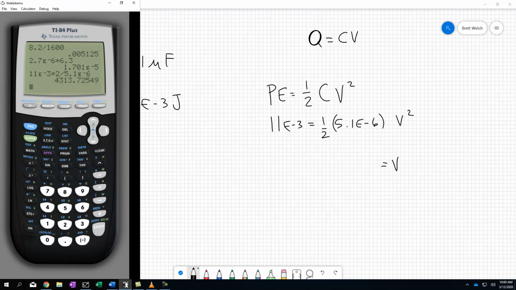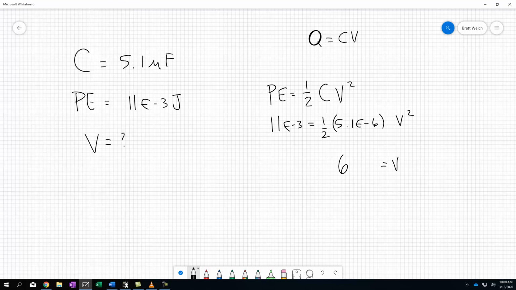Gives us 4,313. That is not the correct voltage because it's still a V squared, so we have to square root that. And when we do, we end up with 65.7, so we'll go to 66 volts. Is what we'd have to hook that up to. That is a lot of voltage, depending on what energy source you're working with. You know, we have 120 in the wall, but typically when we're doing capacitors, we might be working with a smaller voltage, so that's actually pretty big.